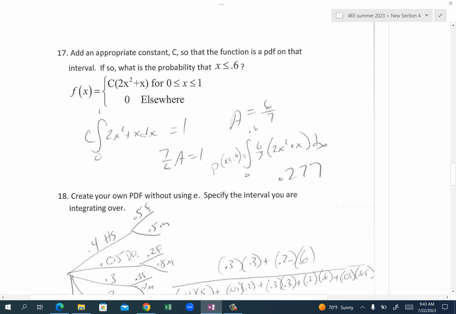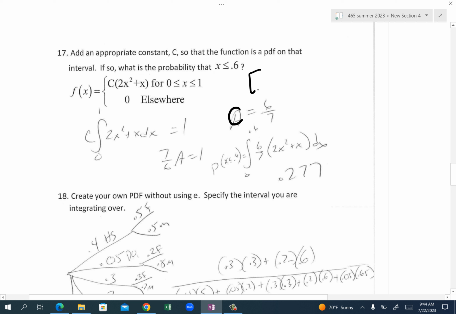I may very well ask you to come up, like in 18, with your own PDF. Okay, but here's a PDF. You're going to find a C that makes this work. So for me, my C would have to be, oh, I'm sorry, I wrote it as A. It should be C right here. It would have to be 6/7 to get that to integrate to 1. And the probability that you are less than 0.6 will be the integral. And then you get a 27% chance of it happening.